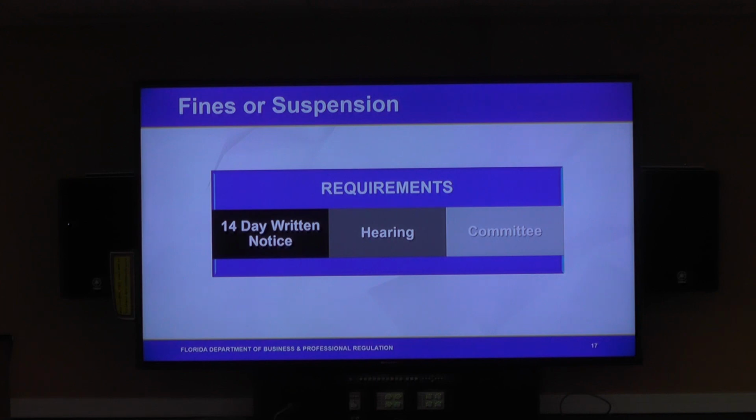So no fine with a single notice may exceed $100 per violation, and it shall not in aggregate exceed $1,000. No fine will become a lien against a unit.